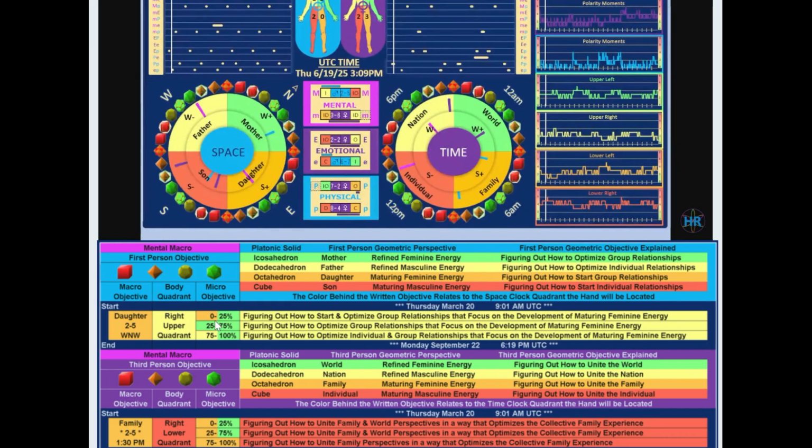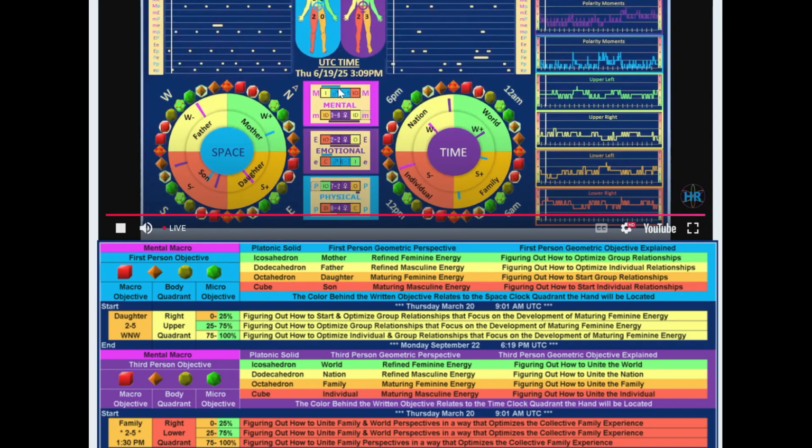And the way that we've done this in every objective, so when you go and look at any objective, no matter what level of awareness is, no matter how long it is, it's broken into three sections: 0 to 25%, 25 to 75%, and 75 to 100%. Now, I want to connect that to these status bars. So if you watched How to Read the Space-Time Clocks, we talk about these status bars.